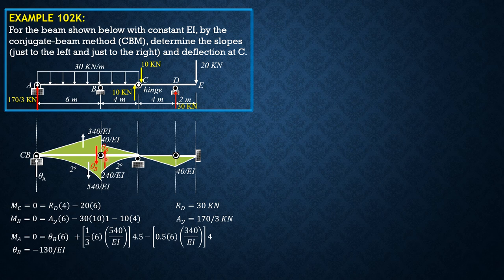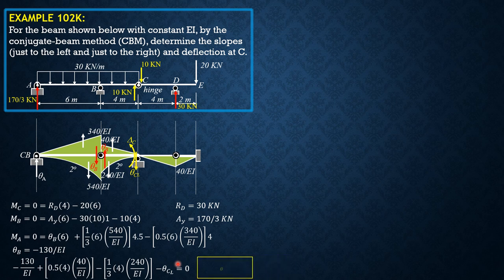Then, having found theta B, let's consider BC just to the left of C. So that's theta C left, the positive assumption of slope, then the deflection, counterclockwise, delta C. To solve for theta C left, we consider BC left, and let's have the guide for areas. Summation of forces Y equals 0. So negative 130 over EI plus 0.5 of 4 times 40 over EI, then minus 1 third of 4 times 240 over EI, the area of the second degree curve, then minus theta C left equals 0. So from here we can solve theta C left. Theta C left is equal to negative 370 over EI.